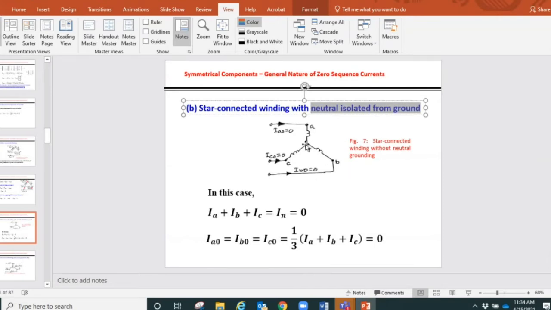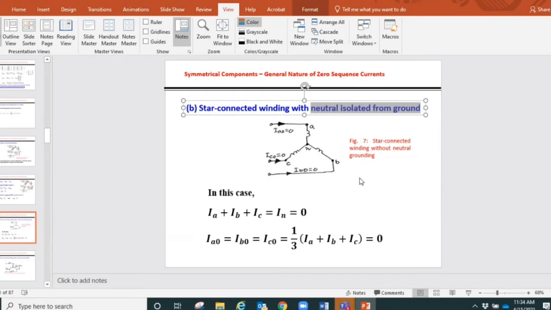So this is the case. We again find that these are the currents that will flow because it's a star connection. Whatever currents we are considering here, IA0, IB0, IC0, are again line currents. But what will flow between A and N, B and N, C and N will be the phase currents.